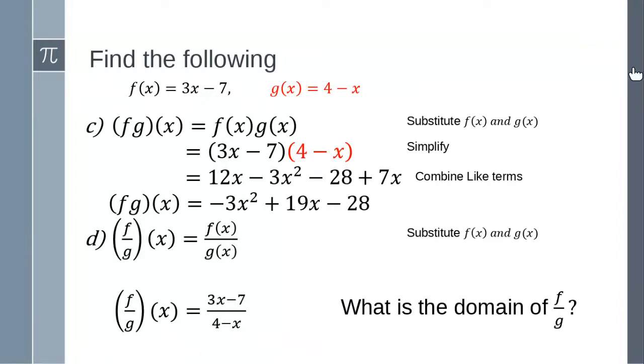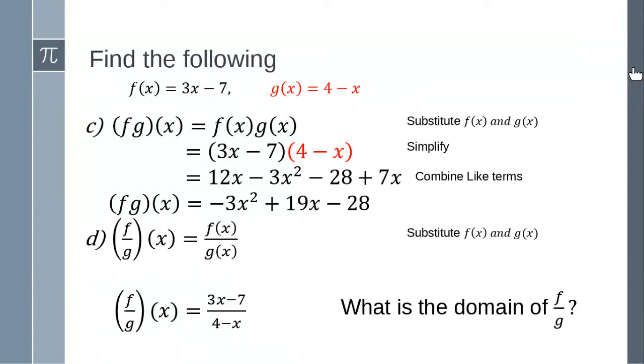This 4 minus x is an element together. So this 4 minus x cannot be simplified or subtracted or reduced from our numerator, 3x minus 7. So guess what? This is my answer. My answer for the division of function f by g is 3x minus 7 over 4 minus x, okay?